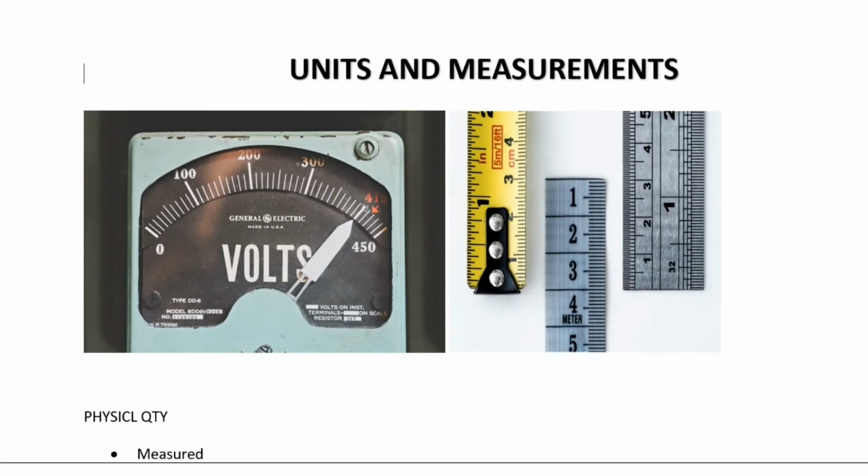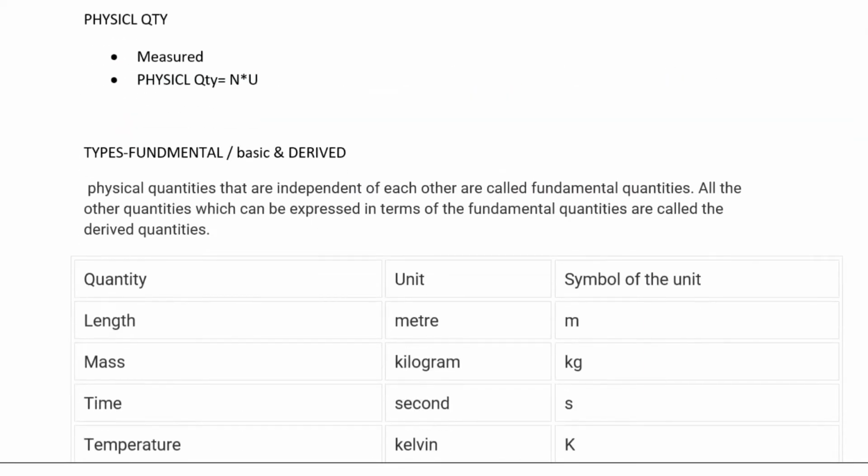So firstly, we define a physical quantity. Physical quantity is any quantity that can be measured. This physical quantity can be expressed as n into u, where n is the numerical measure and u is the unit. For example, when we go to a store and need rice, we say we need 5 kg of rice, right? So this 5 kg is nothing but the mass of the rice. So 5 is the numerical value and kg is the unit of mass. Hence any physical quantity can be represented as n into u.